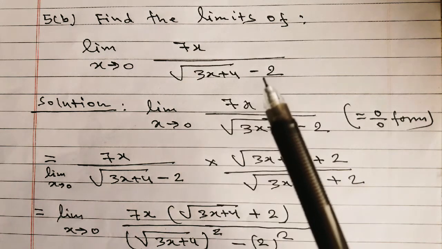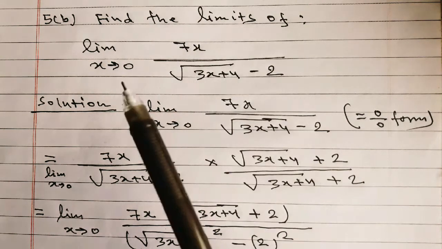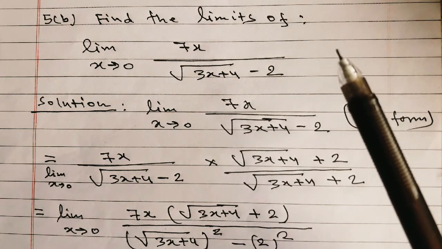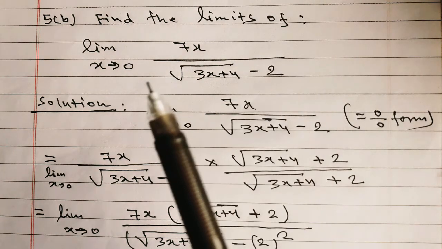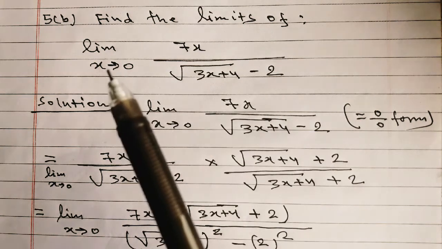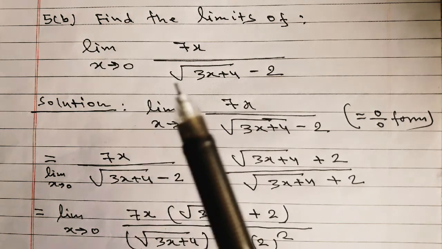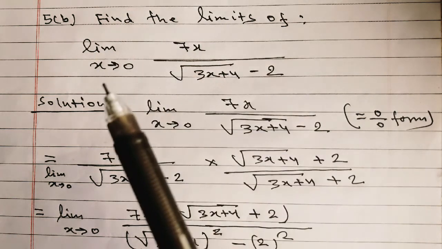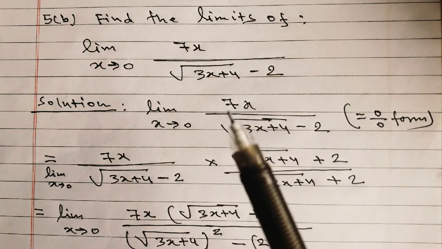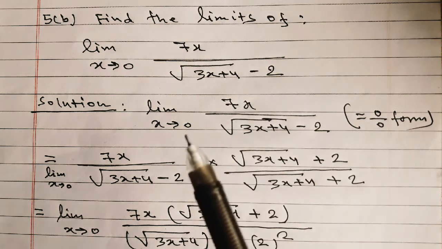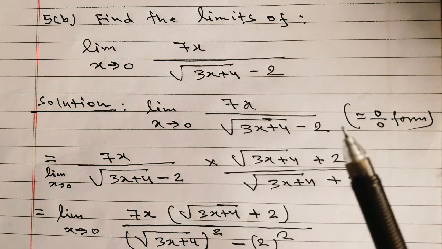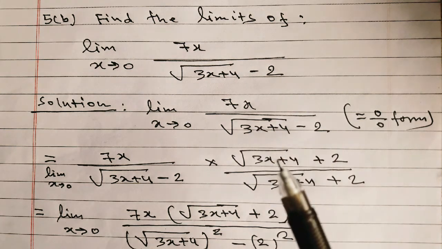That means the value of the given function at x equal to 0 is 0 by 0, which is called an indeterminate form. That means the given function is undefined at the point x equal to 0. But we have to find the limiting value of the given function close to x equal to 0. We cannot put x equal to 0 because the function takes 0 by 0 form, so let's make it defined.